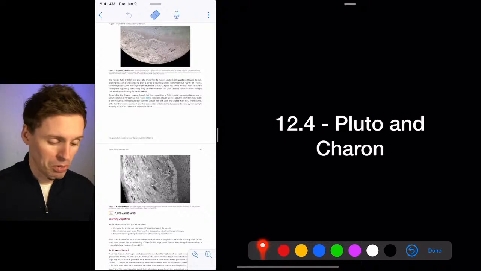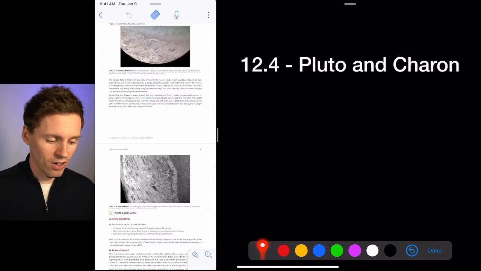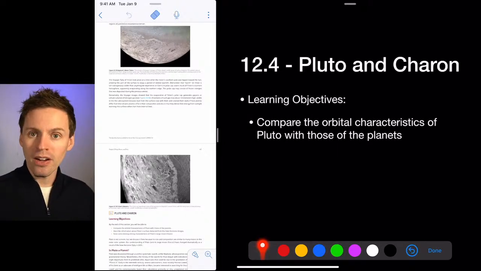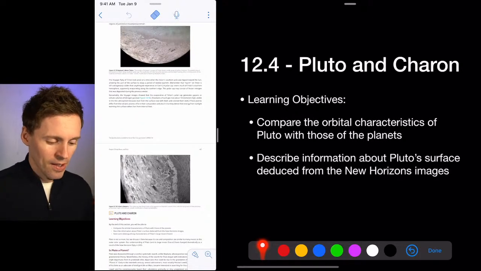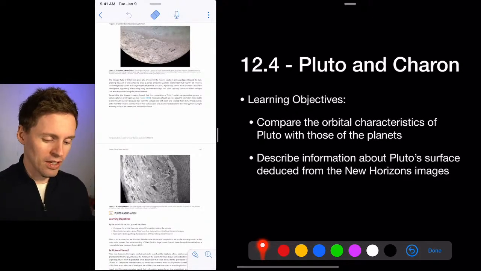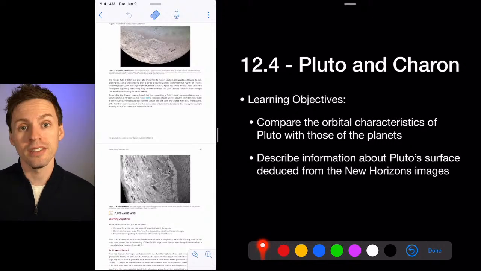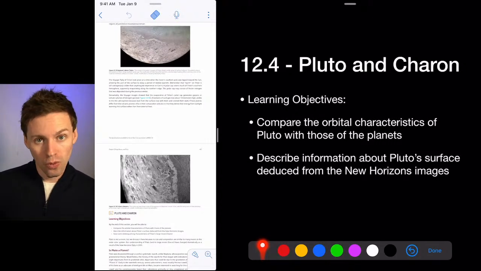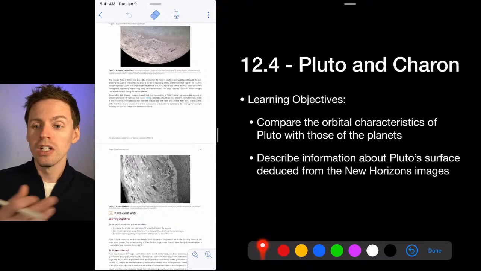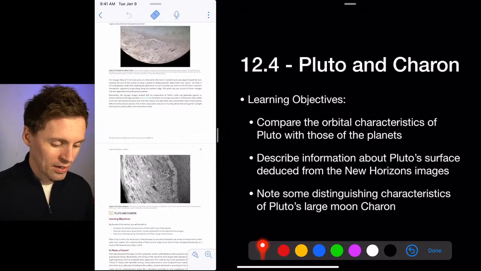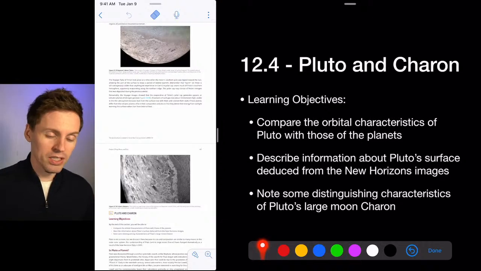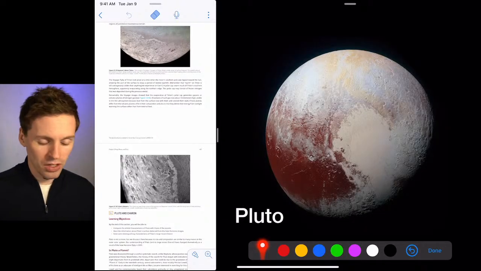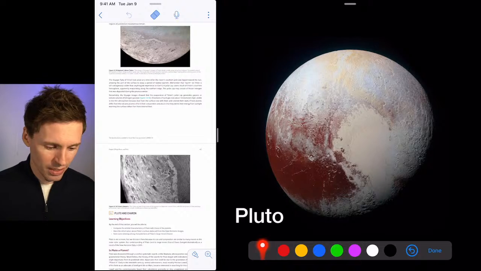Okay, getting to Pluto and its moon Charon. So we want to compare the orbital characteristics of Pluto with the other planets. Describe information about Pluto's surface that we deduced from the New Horizons spacecraft, which flew by. So Voyager did not visit Pluto, but New Horizons did. And in the last 5 years, we want to note some distinguishing characteristics of Pluto's largest moon. Okay, so there's Pluto. There's our first picture of Pluto. Isn't that great? Got the big heart here on its surface.